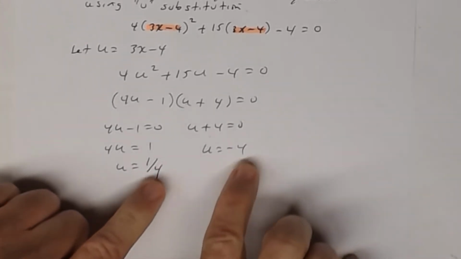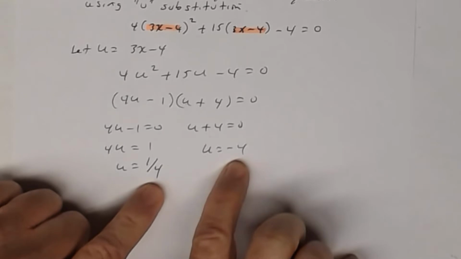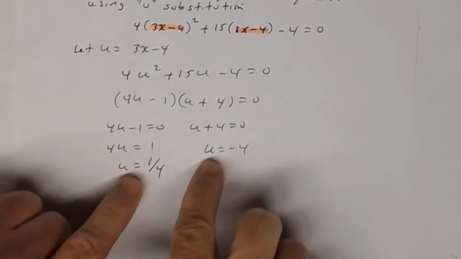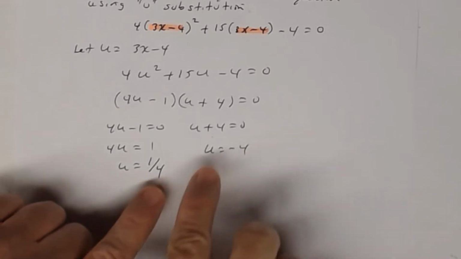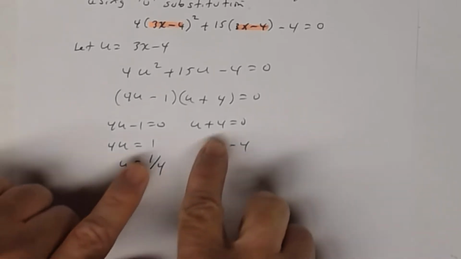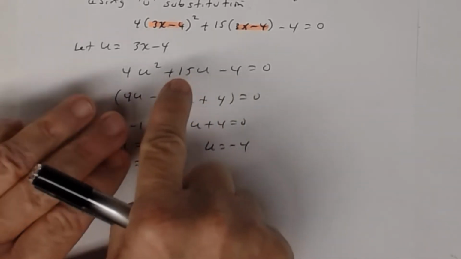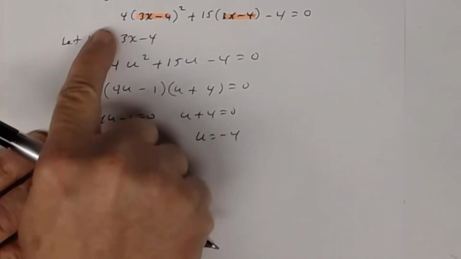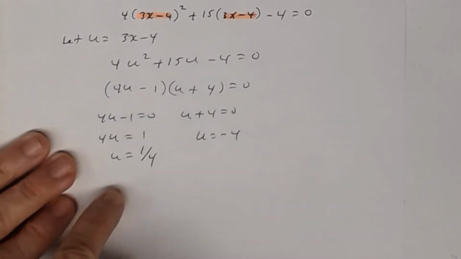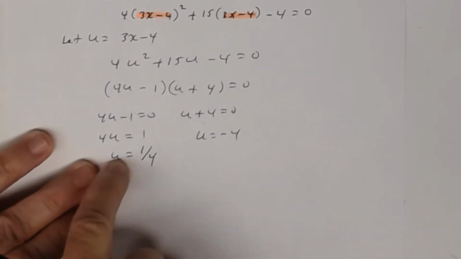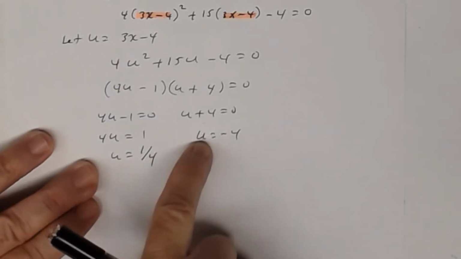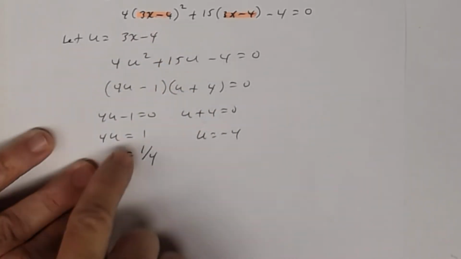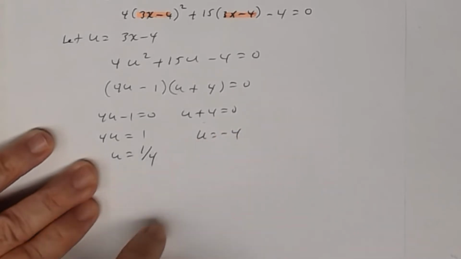All right, now these right here are the solutions for u. So u is equal to these two numbers, right? This is the variable u, so that's this equation here. But remember, my original equation had the variable x. So I've got to solve for x. So that's where I go back and resubstitute. So if u is 1/4, and I also say that u is equal to negative 4, then that means that 3x minus 4 has to equal this and this as well.